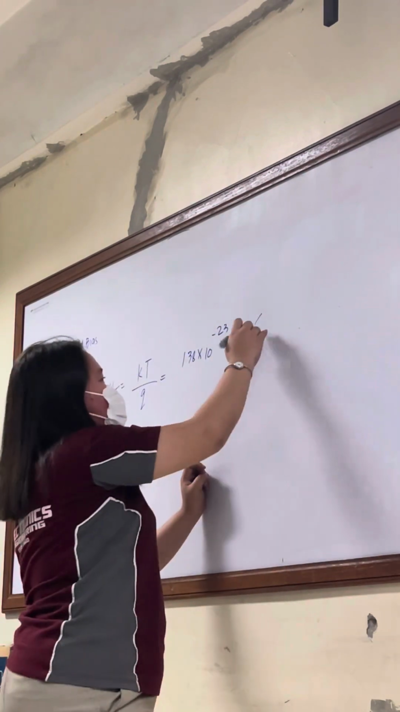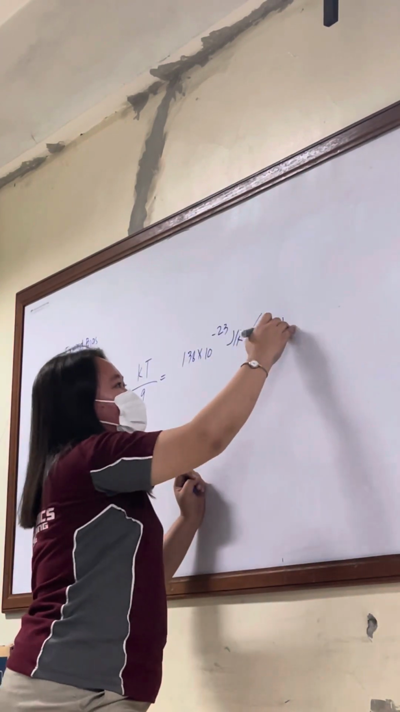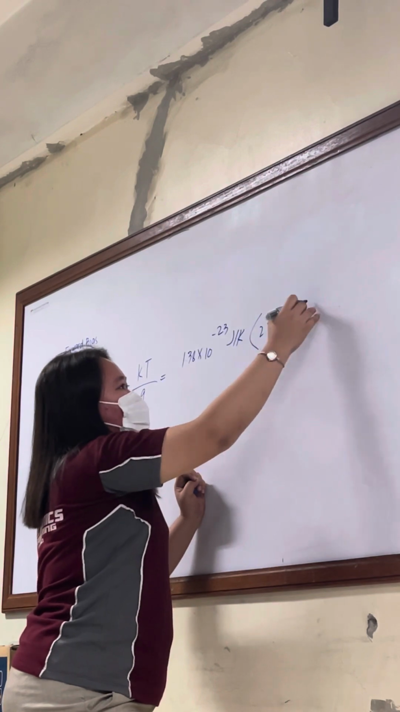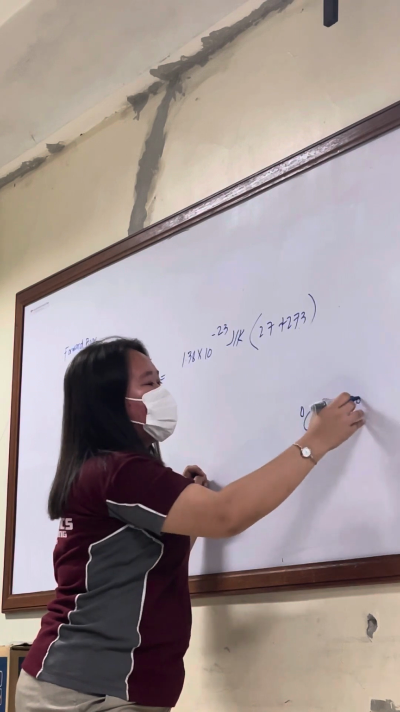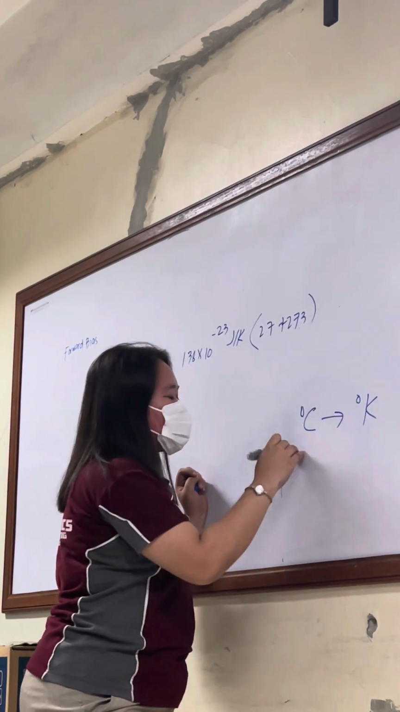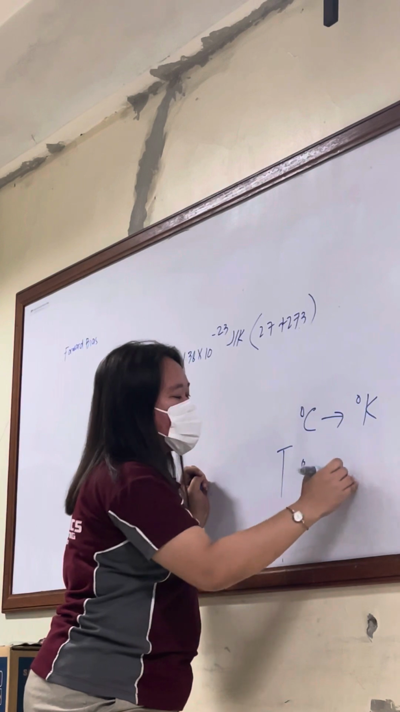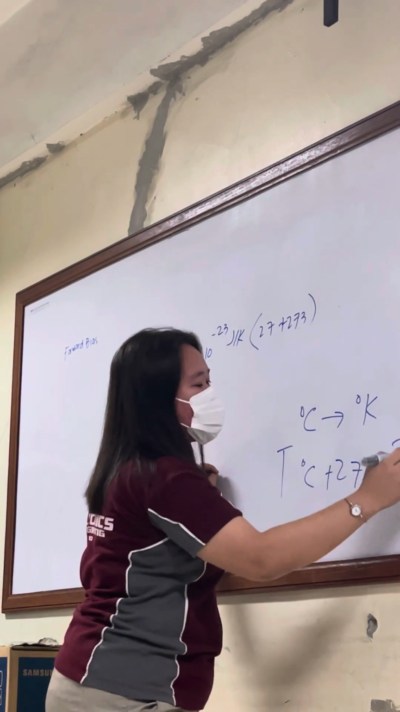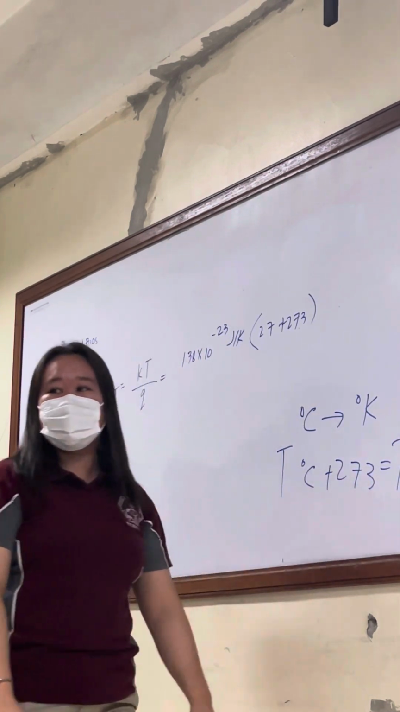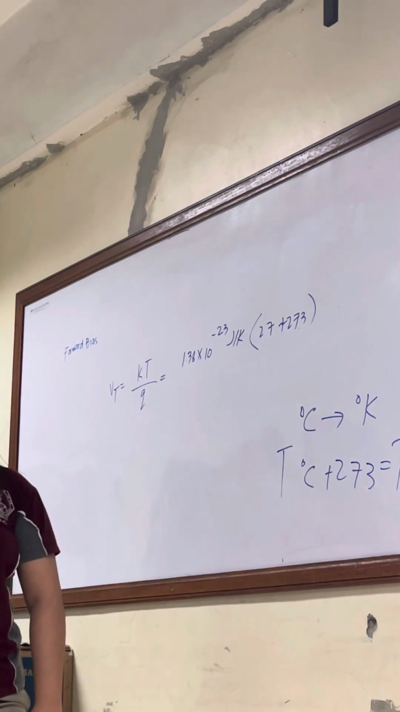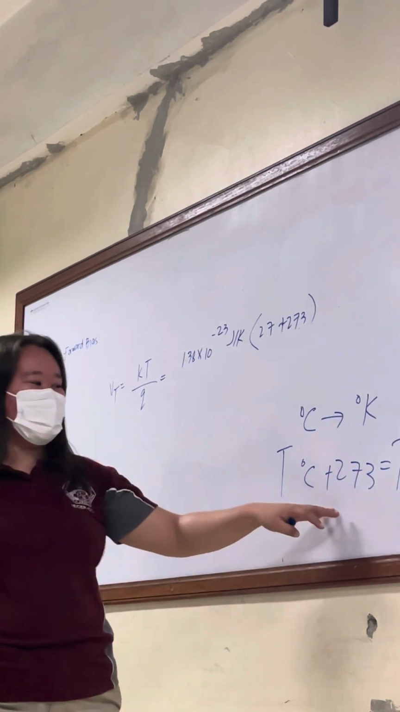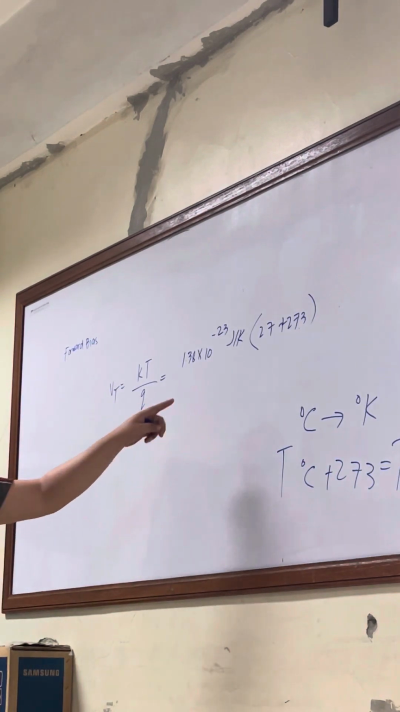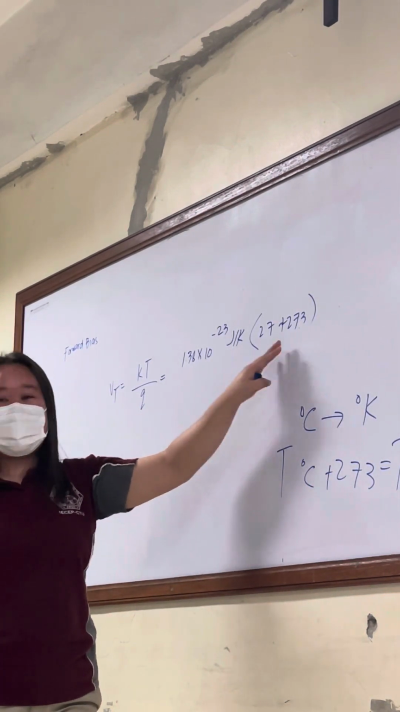27 is in degrees Celsius. How to convert it into Kelvin? Plus 273. Celsius to Kelvin: temperature in Celsius plus 273 is equal to temperature in degrees Kelvin. So this is 300.